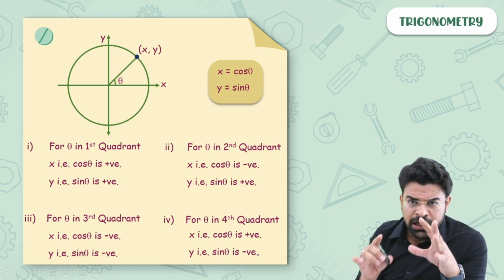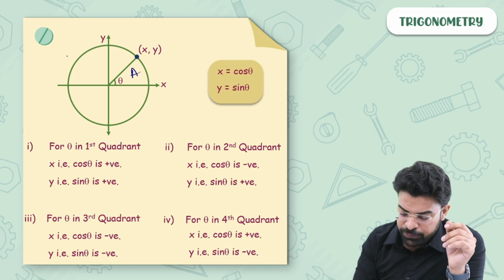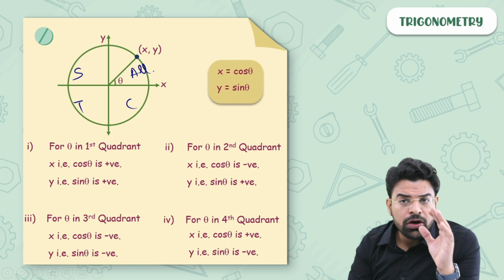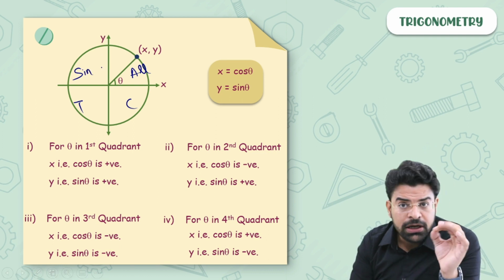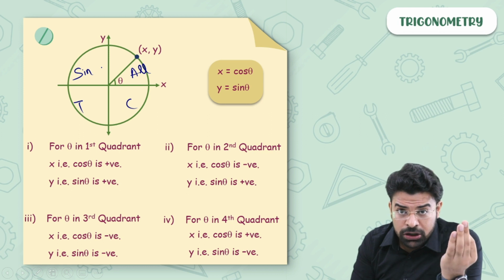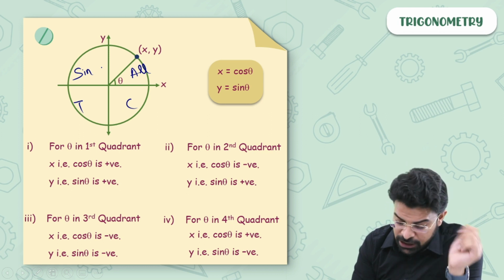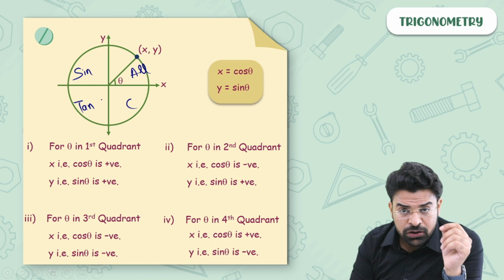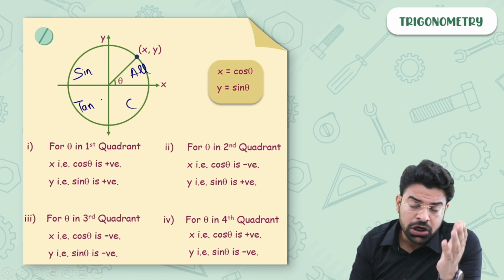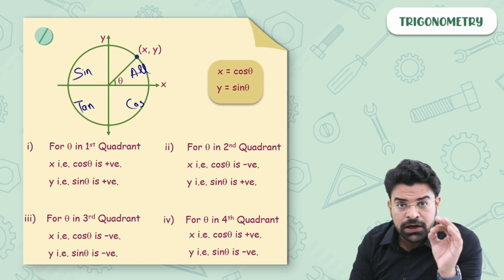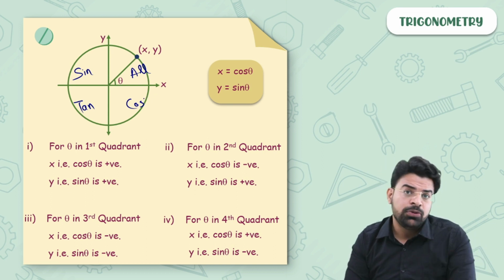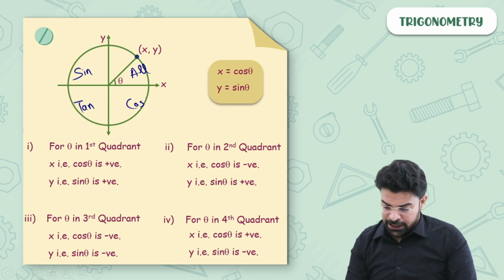So the easy way to remember this is add sugar to coffee. In first quadrant, all the 6 trigonometric functions are positive. For the choice of angle in second quadrant, sine and its reciprocal cosec are positive, all the other 4 are negative. For the choice of angle in third quadrant, tan and its reciprocal, which is cot, are positive and all the other 4 are negative. For the choice of angle in fourth quadrant, cos and its reciprocal sec are positive and all the other 4 are negative.